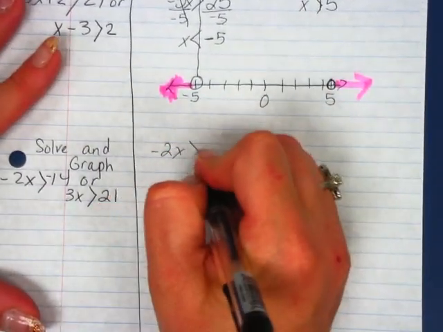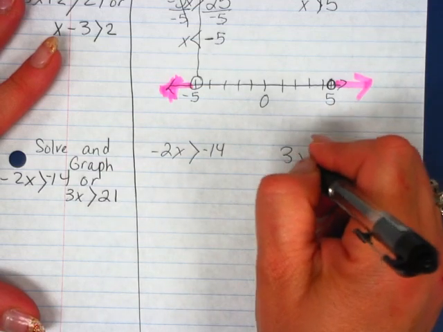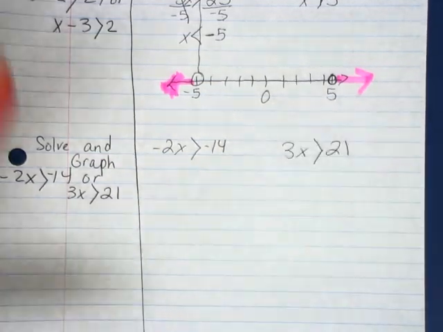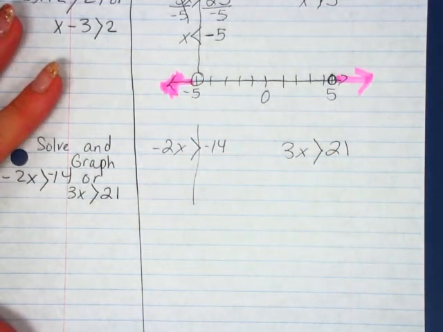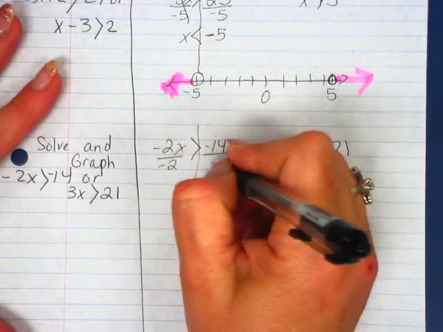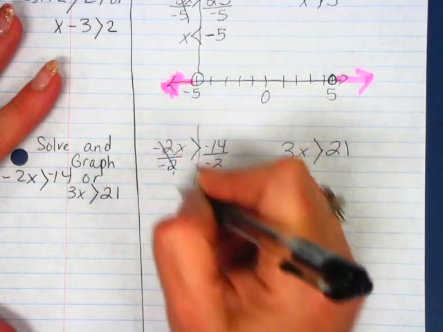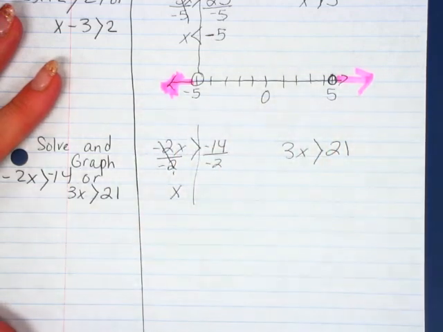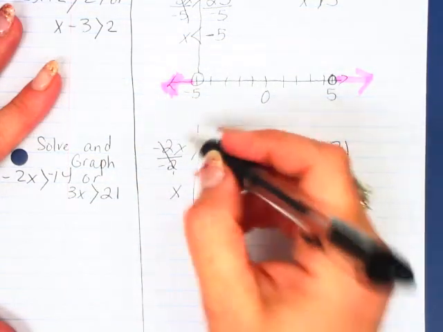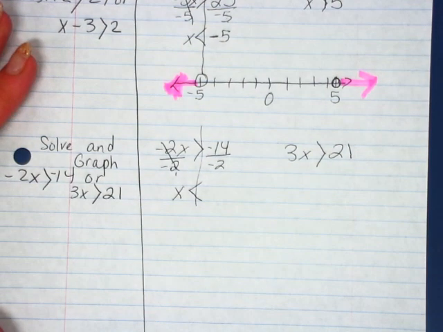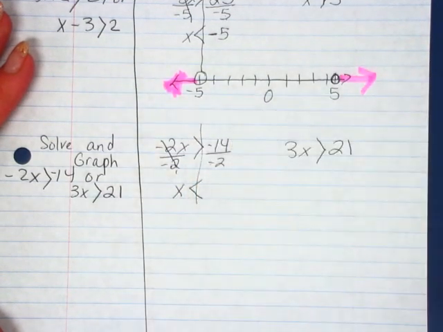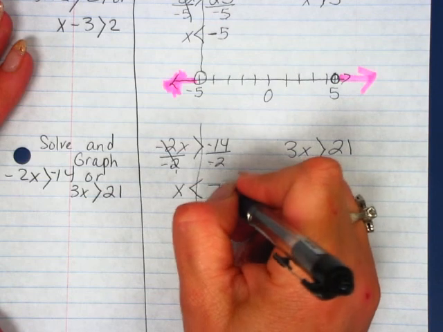Negative 2x is greater than negative 14, or 3x is greater than 21. So again, we're going to solve both parts. On the left side, we have multiplication, and the opposite of multiplication is division. So we're going to divide both sides by negative 2. Negative 2 divided by negative 2 is 1x. We just write 1x. Then the symbol for the greater than is now going to be a less than. So your inequality changes to a less than because you divided by a negative. Negative divided by a negative is a positive. 14 divided by 2 is 7.